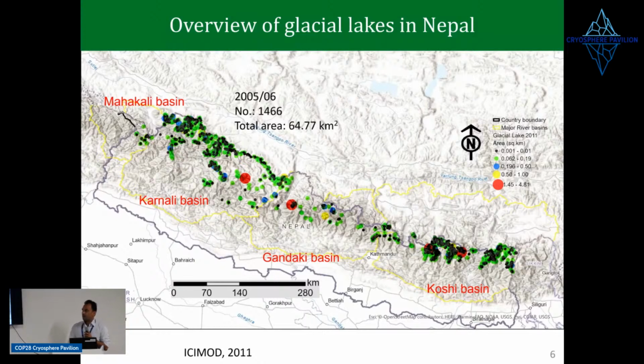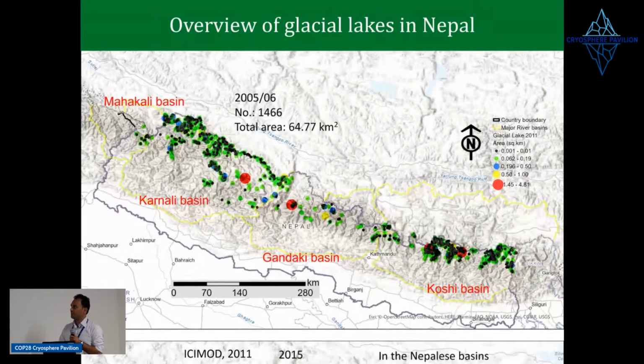Here is how glacial lakes are evolving in Nepal Himalaya. This is one study done in 2005. It shows there were about 1,466 glacial lakes with a total area of 64 square kilometers. If you see the colors of the different glacial lakes, the small-sized lakes, the green or black dots, are very large in number in the earlier period, and a very small number have larger size, with red dots.